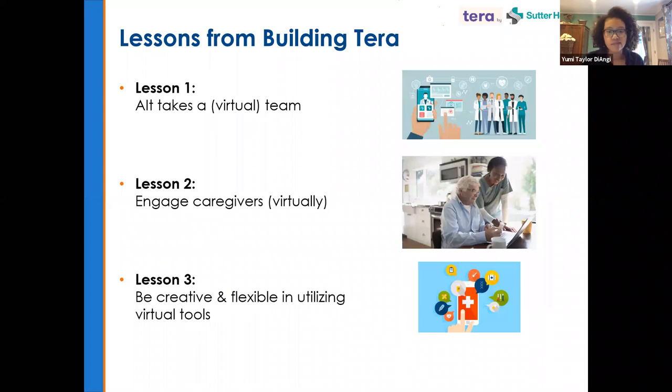And then finally, we've learned that you just need to be creative and flexible when you're utilizing these virtual tools. I want to give an example. One of the things we started to institute is a virtual pill count for controlled substances. For patients on high-risk medications, it's part of our narcotic or controlled substance contract that once or twice a year the nurse will call them, we'll count their pills, and look at the number on the bottle to make sure it matches. So again, a way to use video to make sure care is safe.